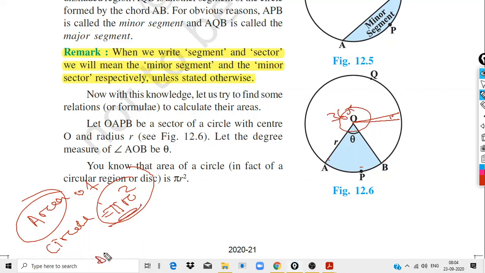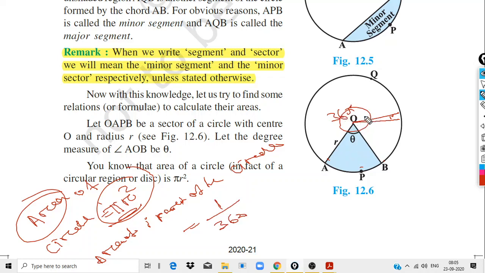So area of 1 degree part of the circle will be equal to what? It will be equal to 1 by 360, because 1 degree part means that there are a total of 360 parts.